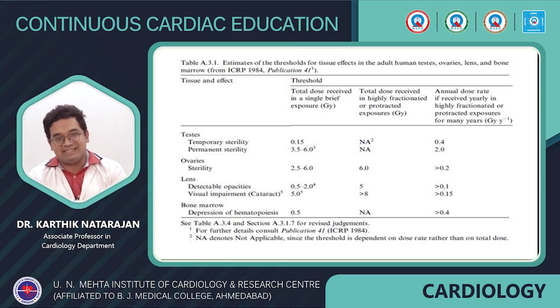This is an estimate of the threshold for the tissue effects in the various tissues, right from the low sensitive to the high sensitive. Probably the bones are the highest, they tolerate radiation to the highest level, whereas all the other organs are low to medium tolerability to radiation.